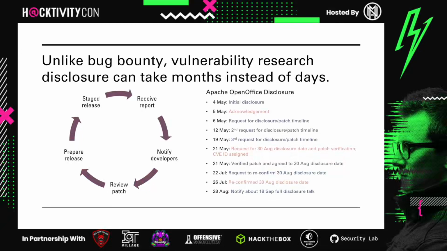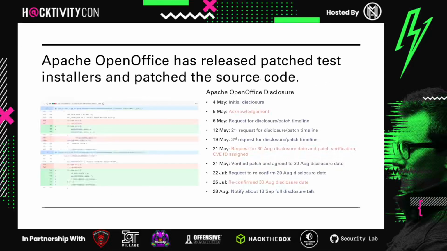They have to review the patch, prepare a release, and then release it in stages if it's a really popular program, such as Apache OpenOffice. So for Apache OpenOffice, this took several months, and you can see the different timelines here, what I had to do in order to get the patch. At the time of recording, Apache OpenOffice has released a patch test installer, as well as patched the source code on GitHub. So you can see on the left, the changes they have made, and essentially it does a memory length check this time in order to prevent the same buffer overflow.